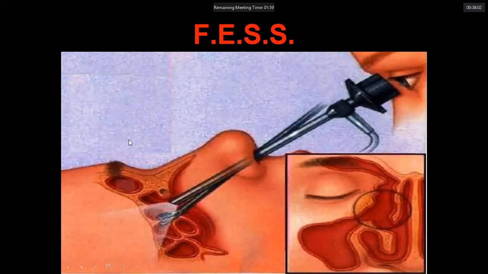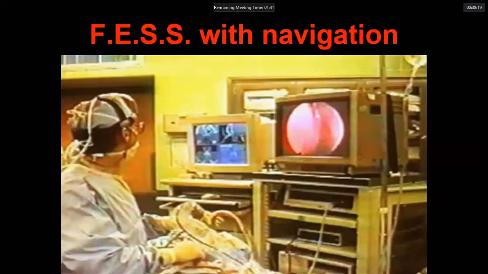So look here, this is the telescope, and here is the light. The telescope is for illumination, and this is the instrument. This is how FESS is done. Now, functional endoscopic sinus surgery with navigation to locate the mass, the pathology, intraoperatively.